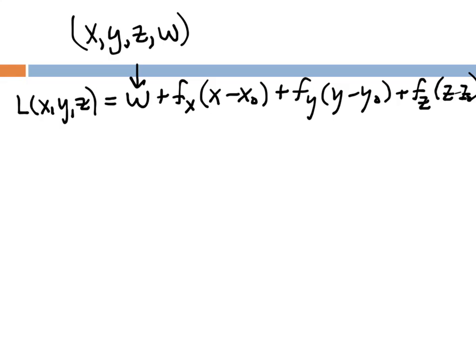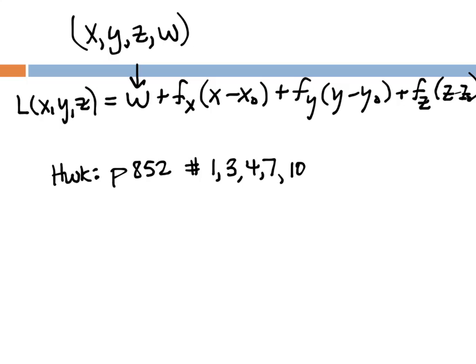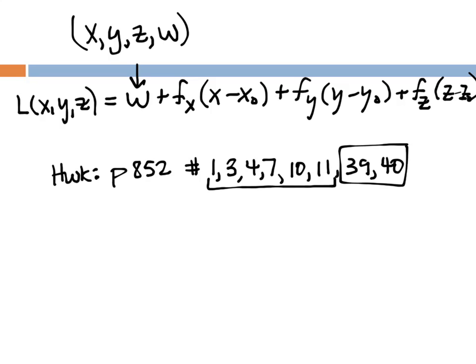All right, homework. This is page 852, and it is not very long. It's numbers 1, 3, 4, 7, 10, and 11, and then 39 and 40. These problems, 1 through 11, are going to look a lot like what I already did. The first 3 are going to actually say tangent planes and normal lines, and the next 3 are going to say linear approximation, which we all recognize is really the same question at this point. These 2 at the end, I'd like for you to take a look at, and we'll talk about those right now.